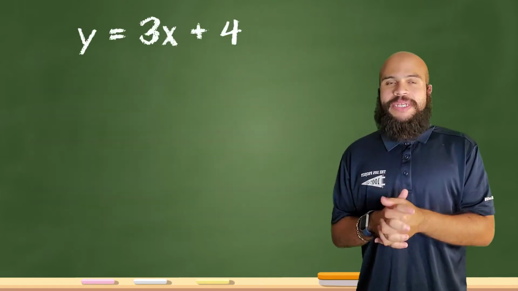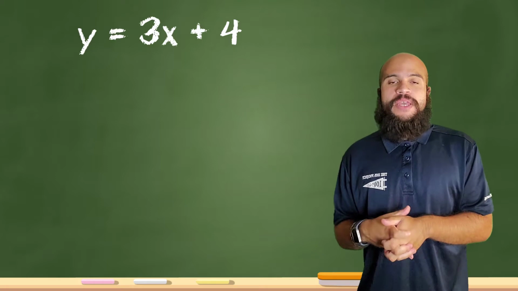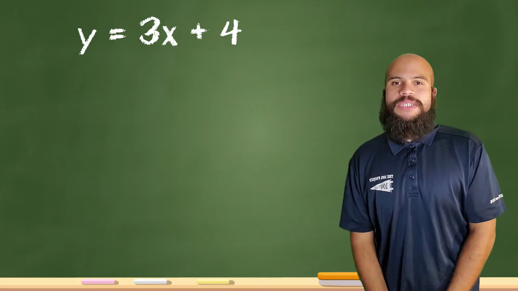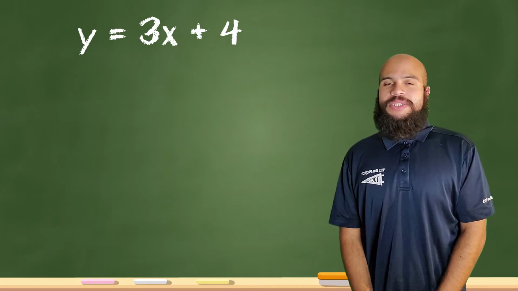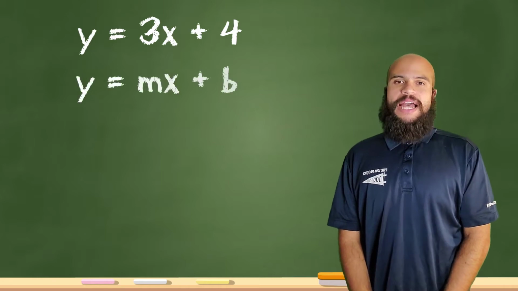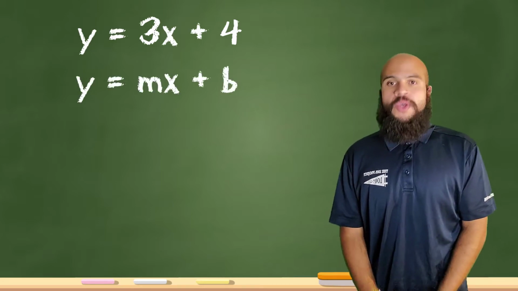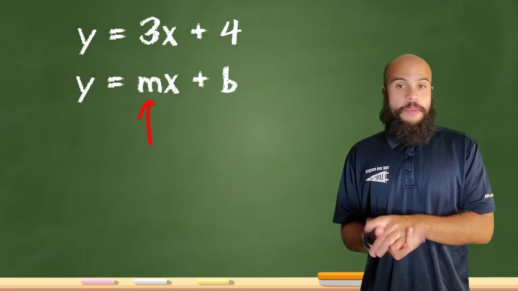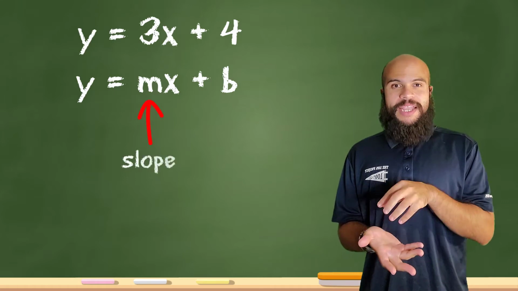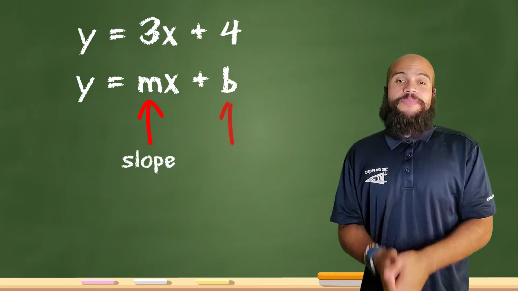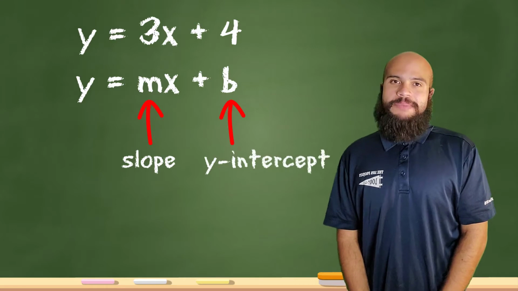The equation on your screen now is in Slope-Intercept form. Equations in Slope-Intercept form result in equations in the form y equals mx plus b, where m represents the slope and b represents something called the y-intercept.